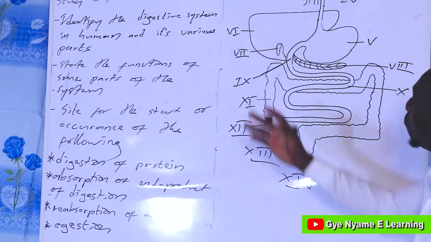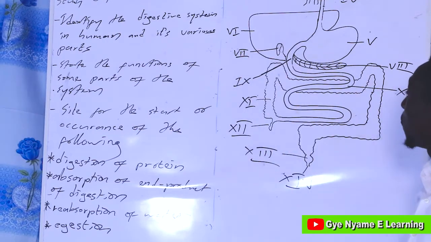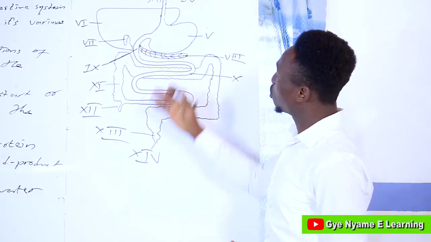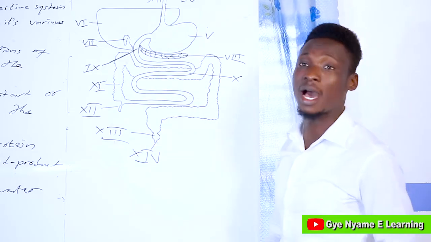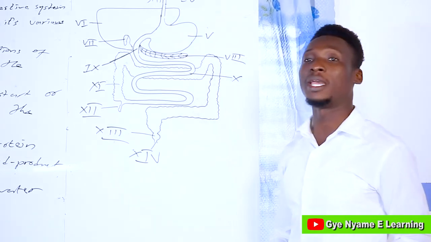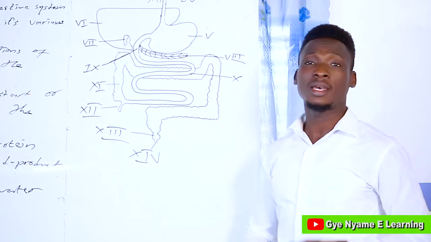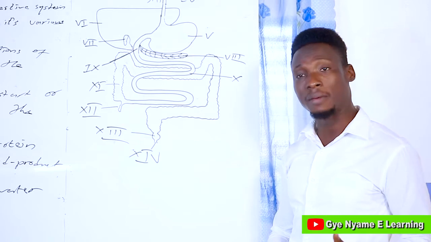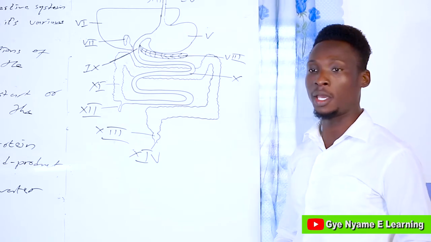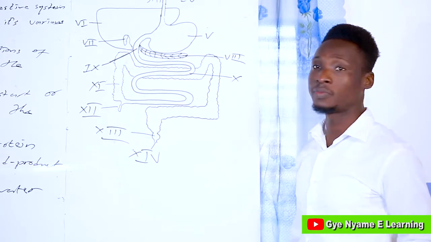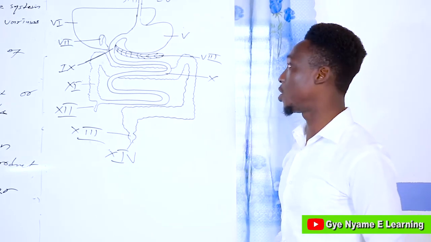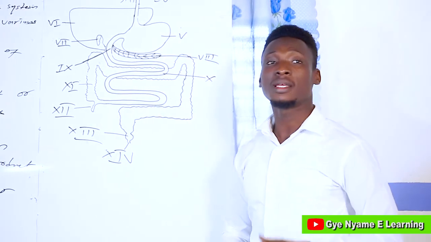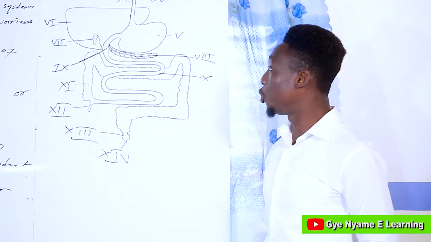All right, starting with the first objective. Looking at the structure we have here, there is a typical digestive system in humans. We also have digestive systems in other animals as well, like the fowl and the rabbits, among others. But this one here is that of the digestive system in humans.